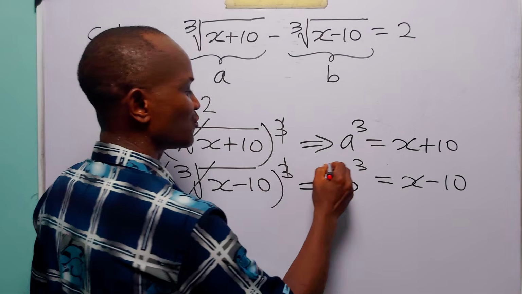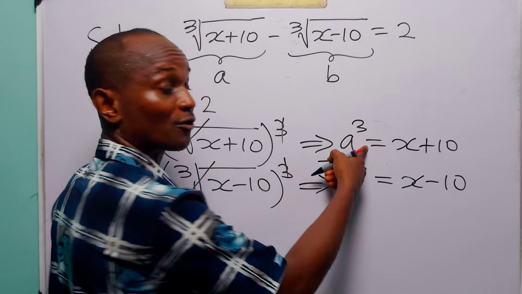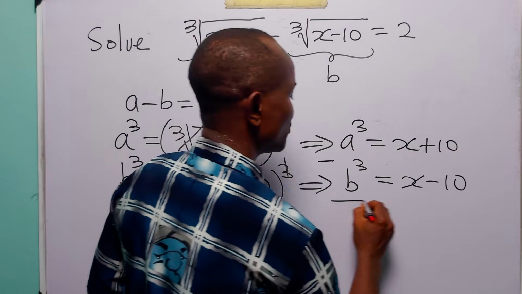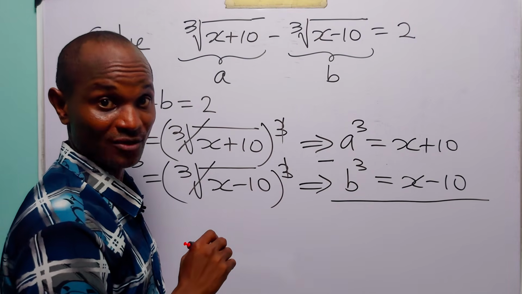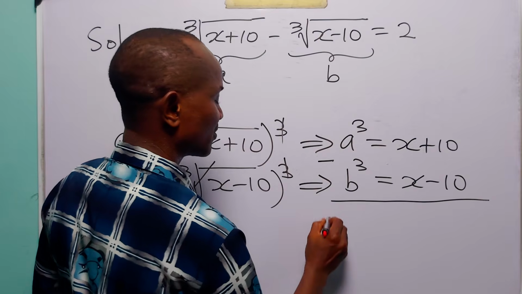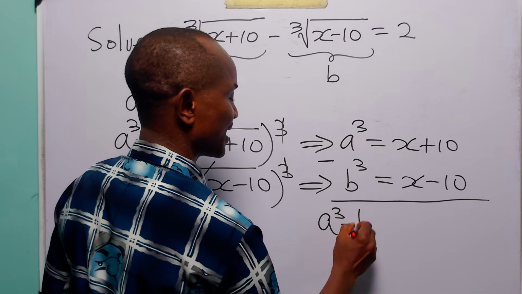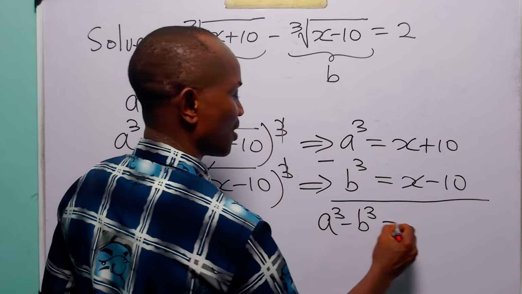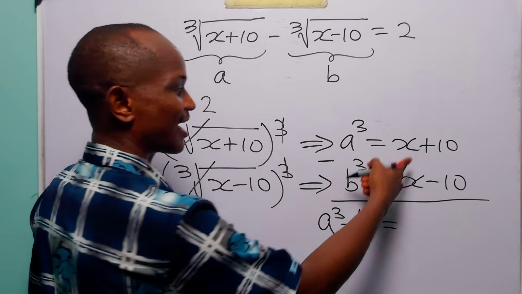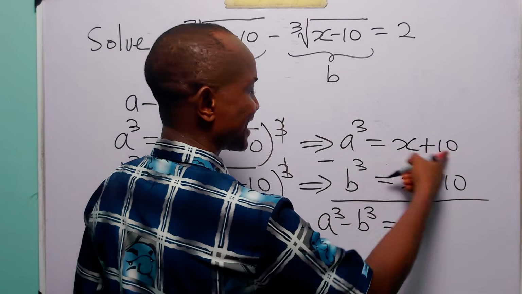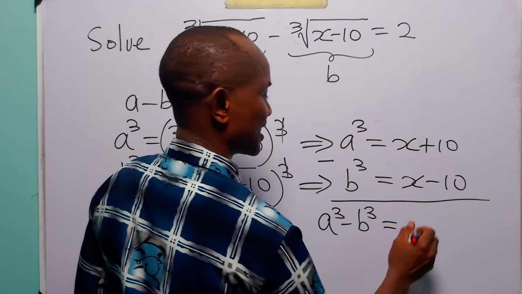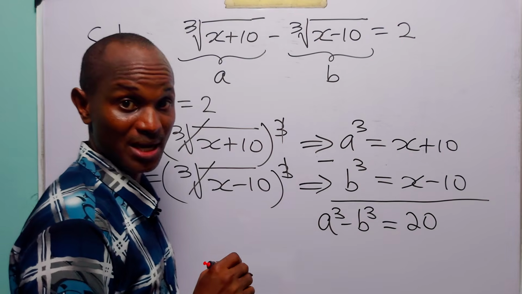Now notice that if we subtract this second equation from the first equation, we will be able to eliminate x, because on the left hand side of this equation, we have a cubed minus b cubed, while on the right hand side we have x minus x, which is 0, and then 10 minus 10, which is equal to 20.